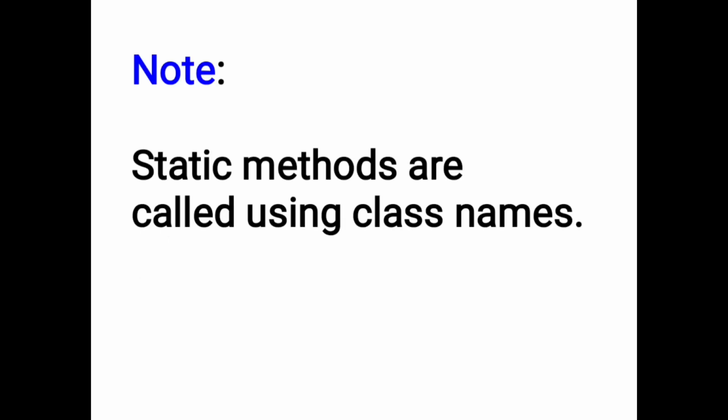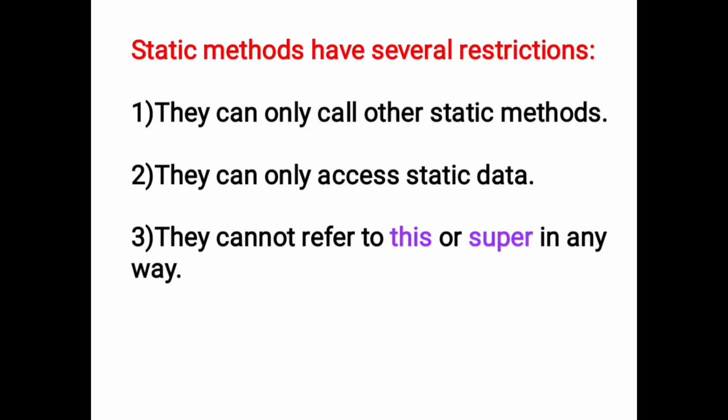Note, static methods are called using the class names, not the object name. Static methods have several restrictions. One, they can only call other static methods. Second, they can only access static data. Third, they cannot refer to this or super keywords in any way.